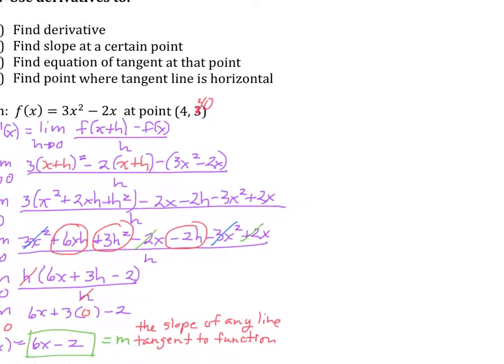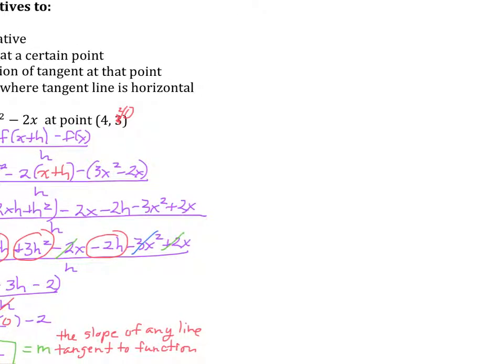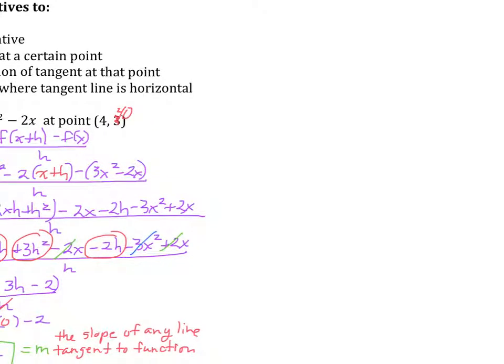I'm going to move this over and use this other side here. So for step 2, we're going to use our general form, m equals 6x minus 2, at the point 4, 40. Remember that this is your x value and this is your y value. So you'll like this one.